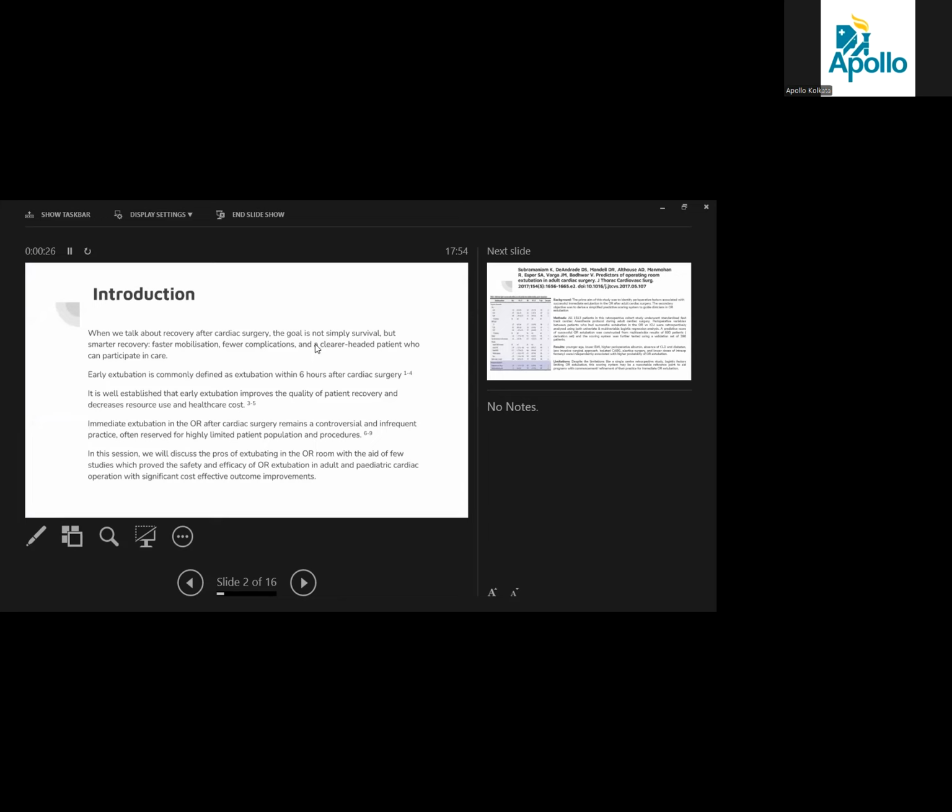Early extubation is commonly defined as extubation within 6 hours after cardiac surgery. It is well established that early extubation improves the quality of patient recovery and decreases the resource use and healthcare costs. However, immediate extubation in the operating room after cardiac surgery remains a controversial and infrequent practice. So in this session, we'll discuss the pros of extubating in the operating room with the aid of a few studies which prove the safety and efficacy of OR extubation in adult and pediatric cardiac operations.